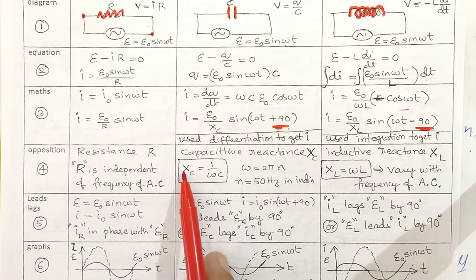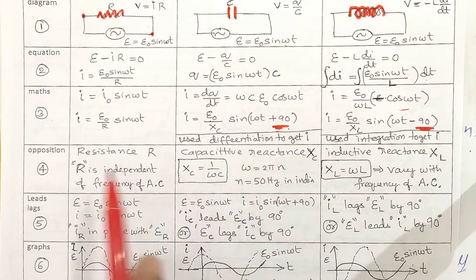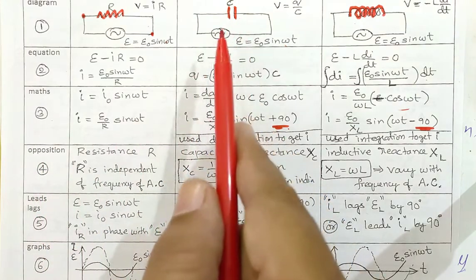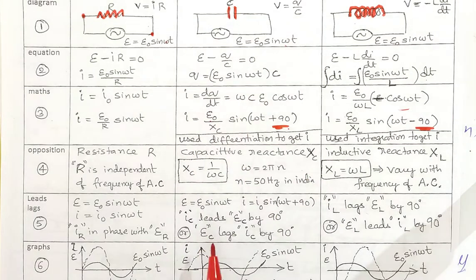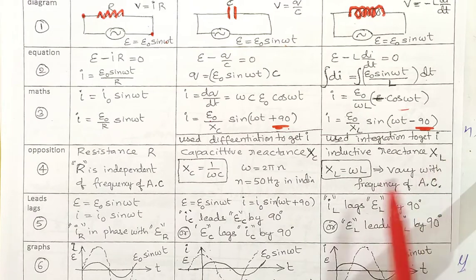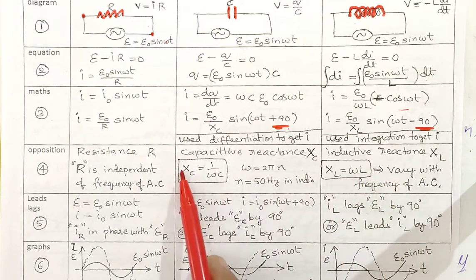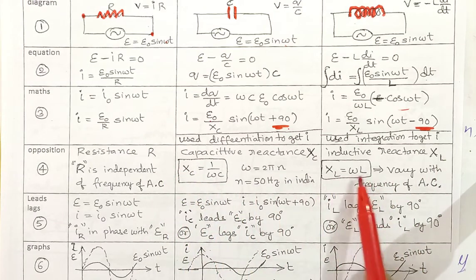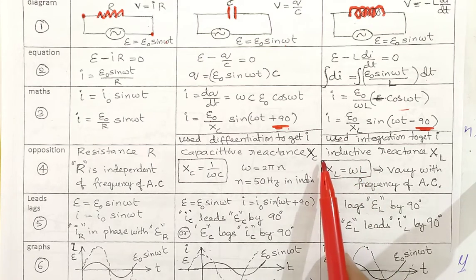So this Xc, which we are calling capacitive reactance, or opposition offered by a capacitor to alternating current, depends on the frequency of AC. More the frequency, less is the reactance. Less the frequency, more is the reactance. They are inversely related. Coming to inductive reactance, XL is equal to omega L. Here they are directly related. As frequency increases, angular frequency increases, and inductive reactance increases.